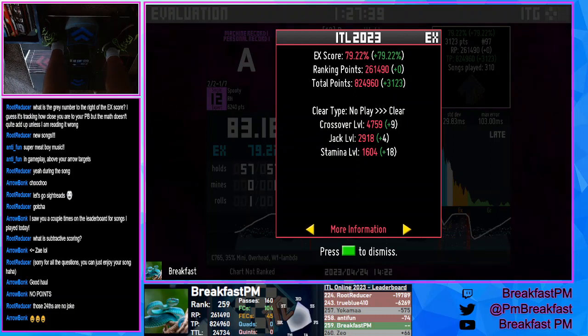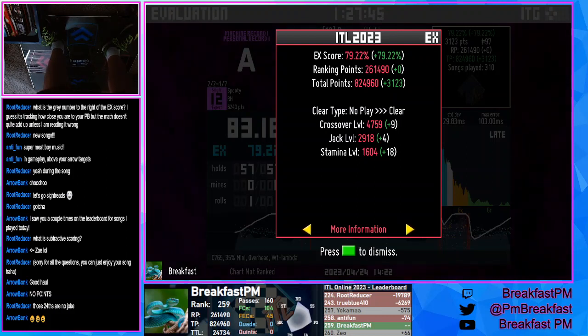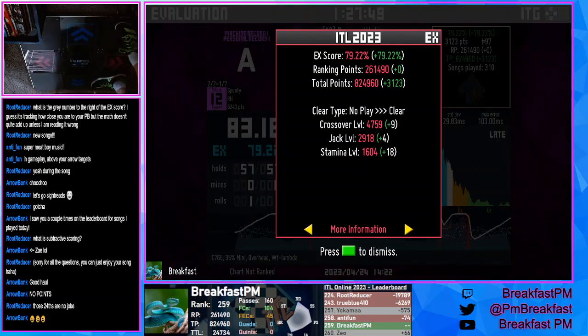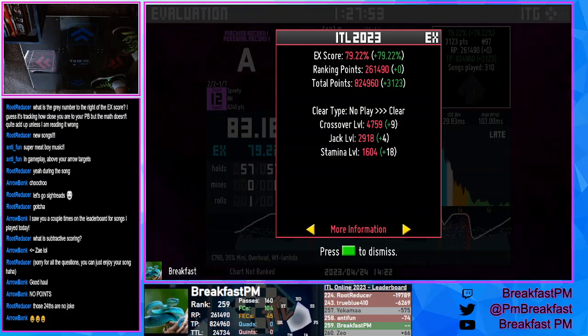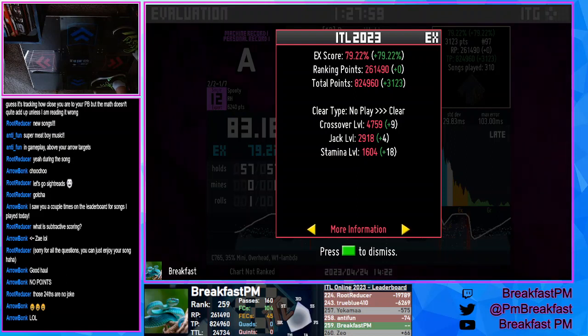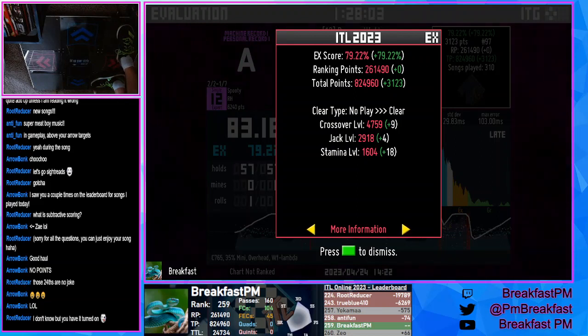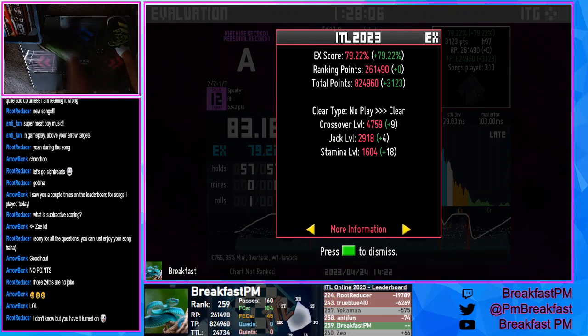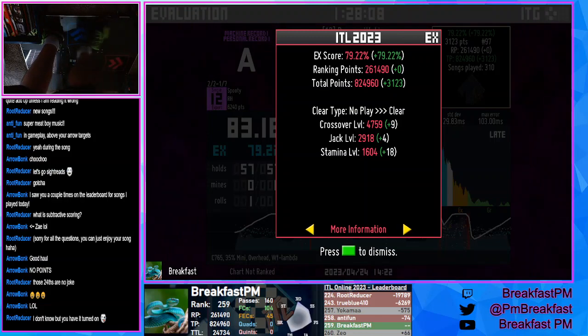Subtractive scoring. I believe subtractive scoring is the, okay. It's tracking what you're gonna get by the end of the song. So if you're looking at the note lane, the arrow lane, the negative number in the arrow lane.